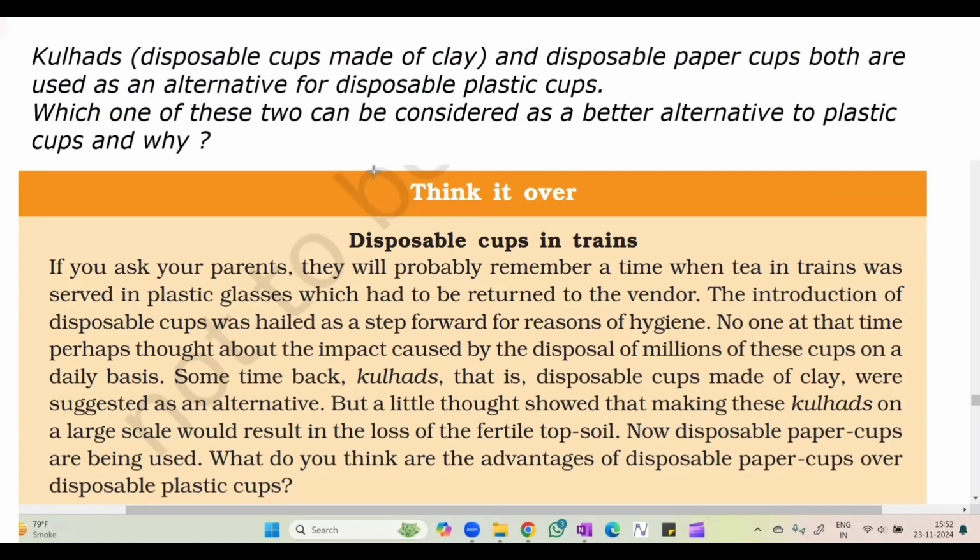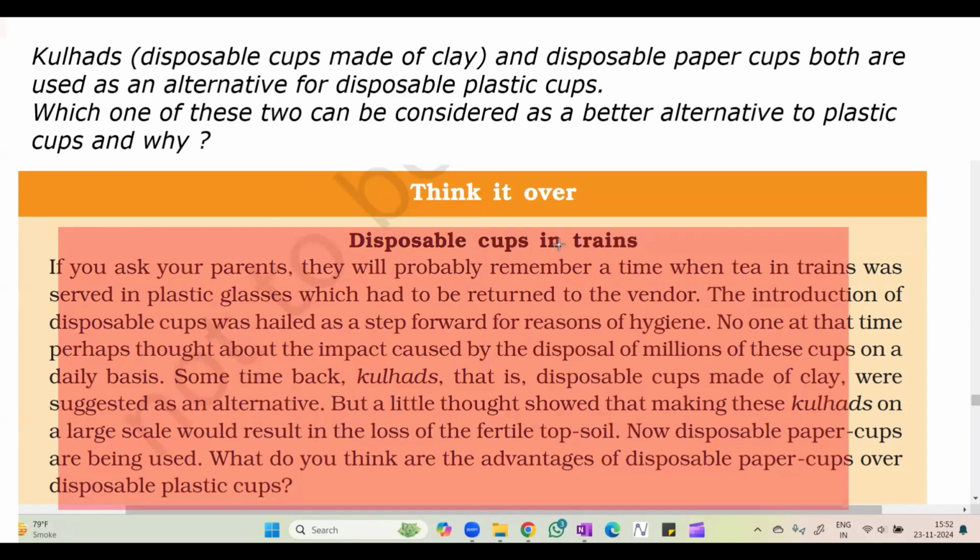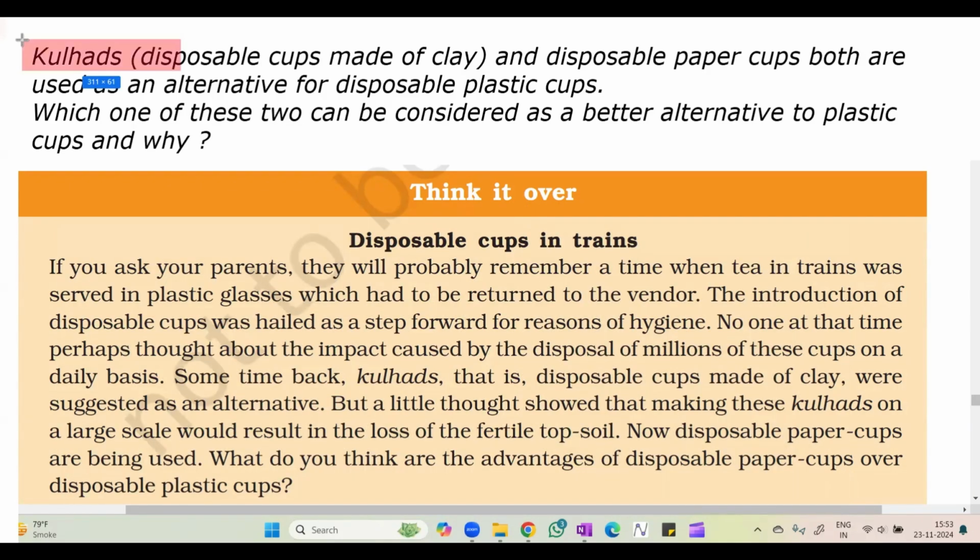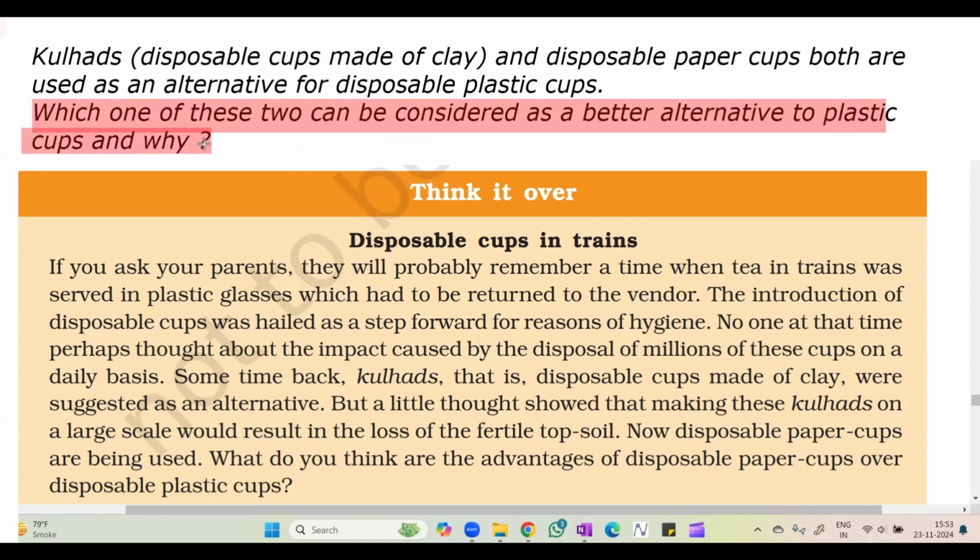Some questions have been asked from this section of your textbook chapter, Environment. It says cooler, which is a disposable cup, is made up of clay, and the disposable paper cup. Both are used as an alternative for disposable cups. Now our question is, which one can be considered a better alternative and why?